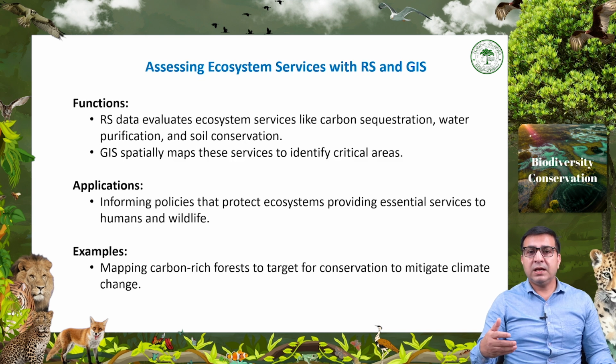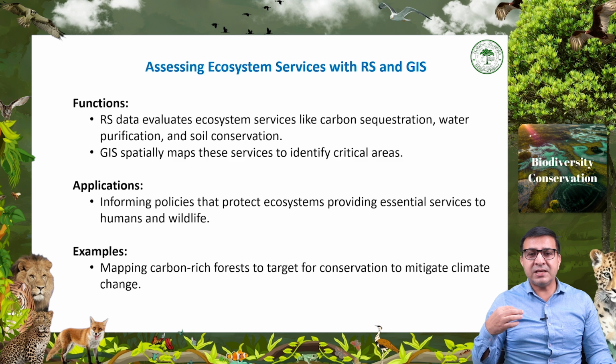Ecosystem services are the benefits that ecosystems provide to humans, such as carbon sequestration, water purification, soil conservation, and a number of other services that we can get from biodiversity. RS and GIS are used to assess these services by mapping carbon-rich areas, identifying water catchment zones, or assessing soil erosion risks. For example, mapping carbon-dense forests to identify areas for protection or reforestation helps mitigate climate change by storing large amounts of carbon.